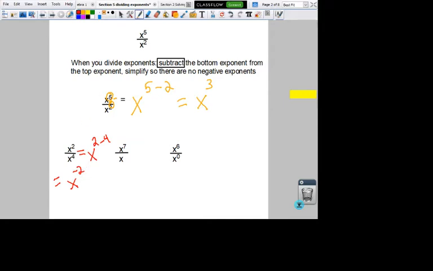But when I do this, I don't want any negatives. So I'm going to have to flip it back around: 1 over x squared. Put that x down on the bottom.